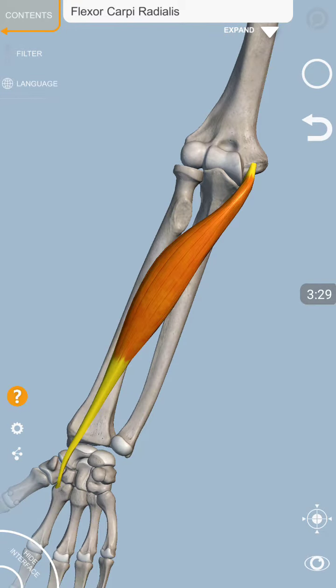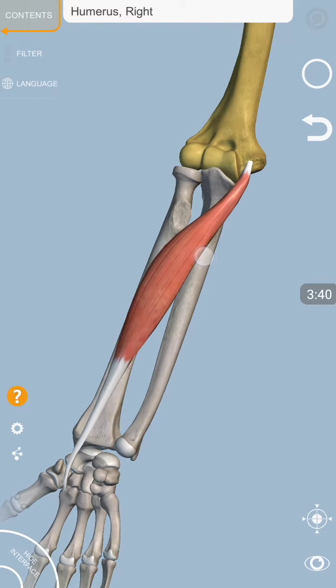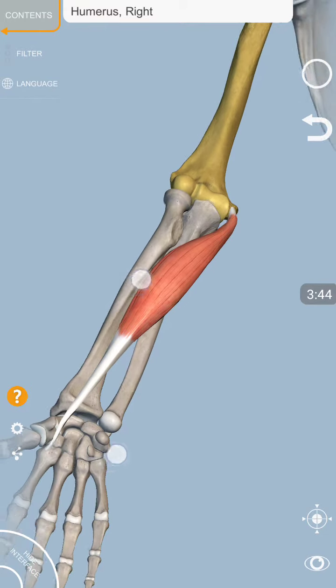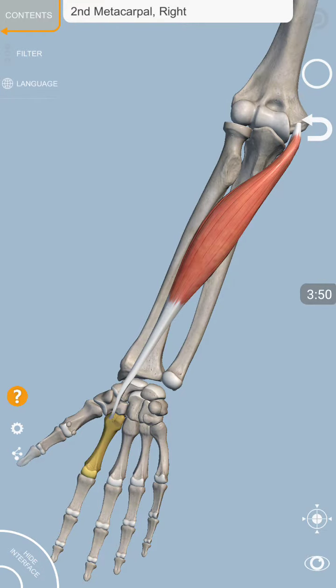So first of all, we will go for its proximal attachment. Here's the proximal attachment along with the other common flexor muscles. It arises from the common flexor tendon, and look at its distal attachment. This muscle distally is getting attached onto the second metacarpal base, palmar aspect.